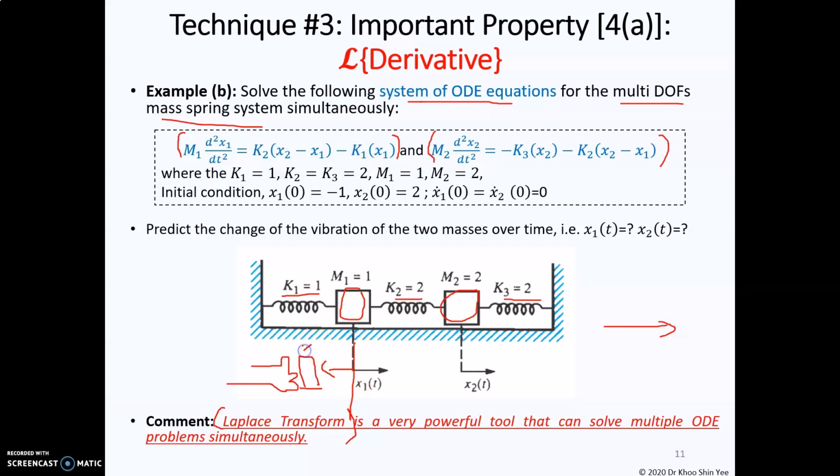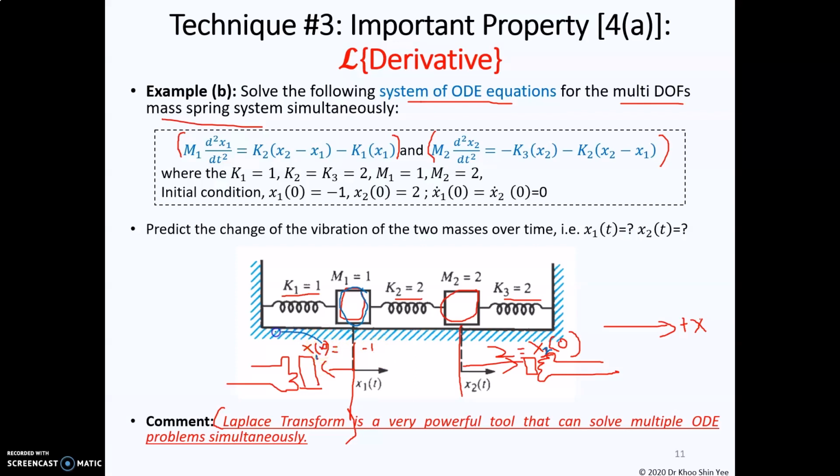So you pull the thing by x0 equal to -1. On the other hand, you pull the block to +2 from the equilibrium position. So x2(0) is equal to 2 in this case. The response at mass 1, we can represent it to be x1(0), which is equal to -1.